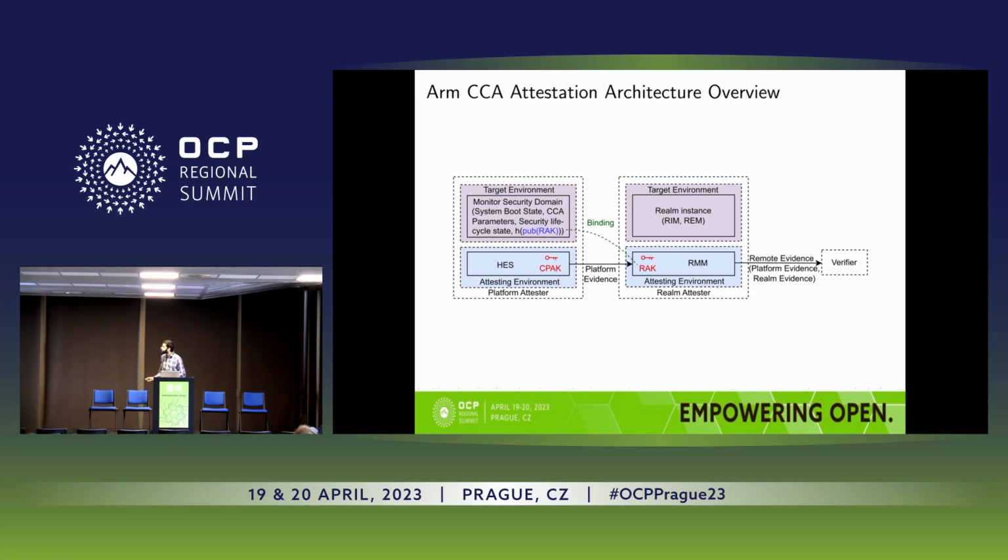So the platform evidence consisting of these claims is sent to the RMM, which is the attesting environment for the realm attester. It measures, and its target environment is the realm instance. It has initial measurements and extended measurements, which are the realm initial measurement, RIM, and the realm extended measurements, REM. The composite evidence, composed of this platform evidence and the realm evidence, will be sent over to the verifier for appraisal.